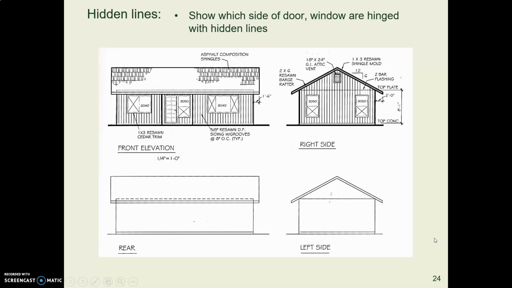Some offices like to put hidden lines to show which side the door or window hinges on, and you'll notice this drafter does not. I'll show you an example of what that hinge line looks like. This one doesn't use hidden lines. They just show, here's a door, here's a window.